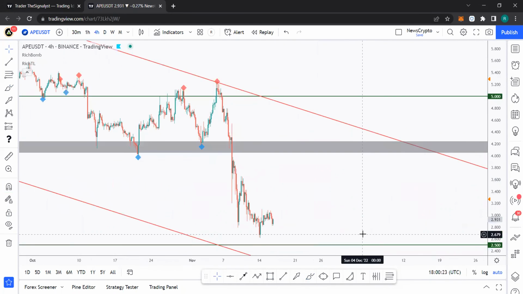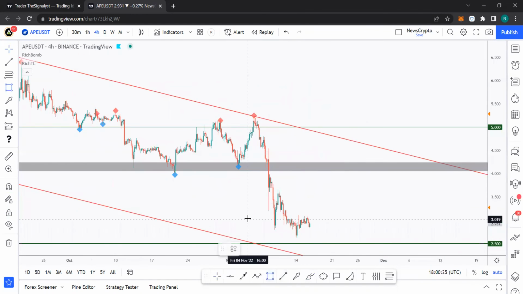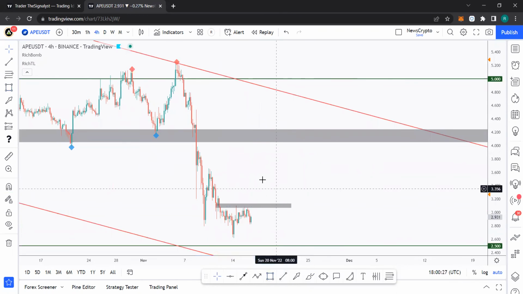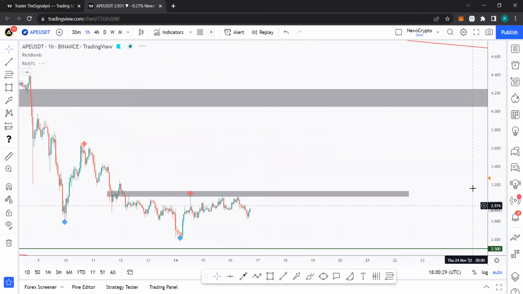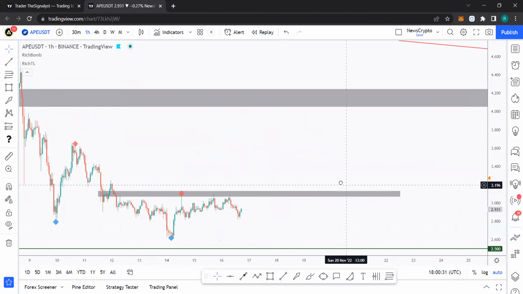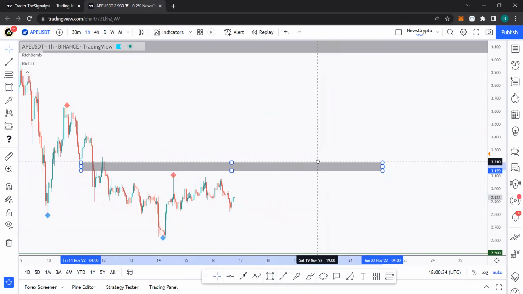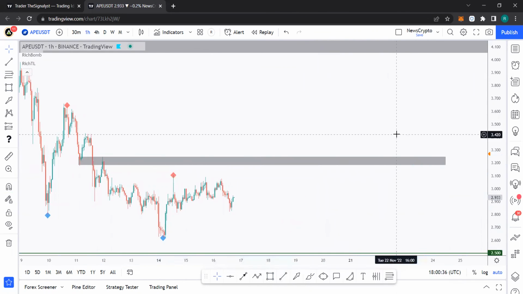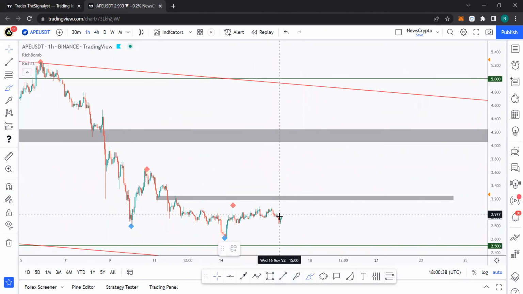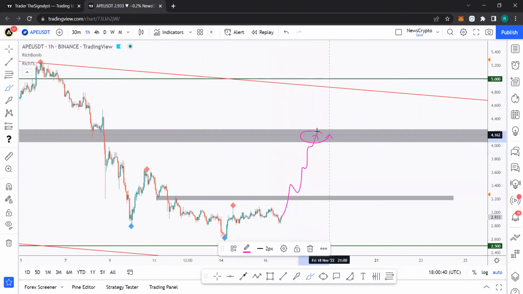If we zoom in, we can see that the price is stuck inside a consolidation, and we can draw this short-term one. As you can see, my alert is a little bit higher to cover this wick. This is what I'm personally waiting for, a break above this to catch this movement till this area, so from 3.2 till around 4.2.